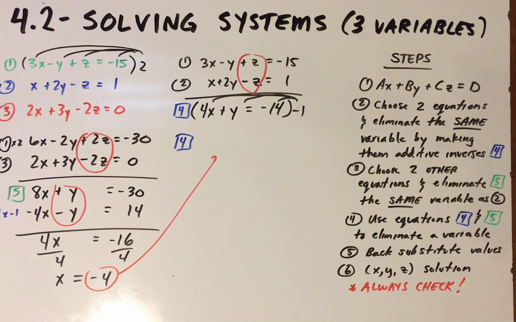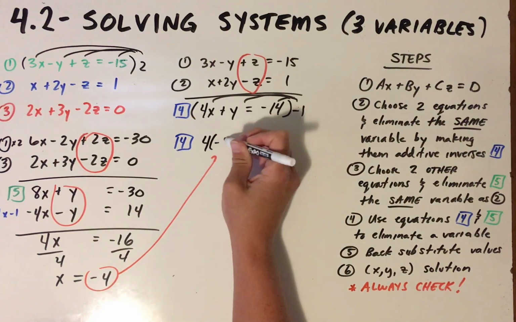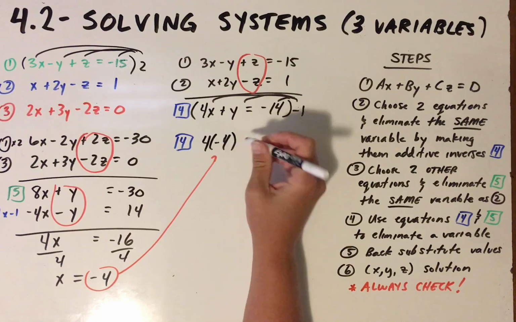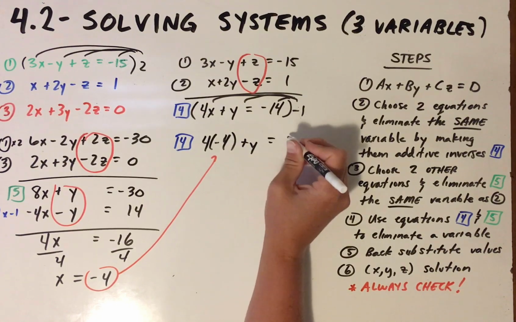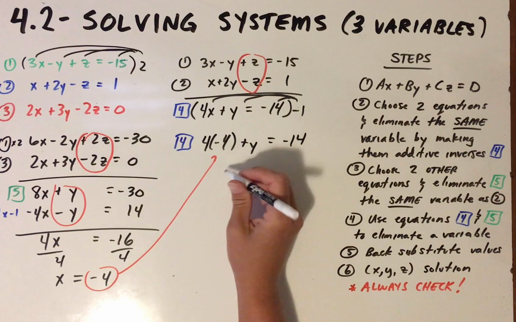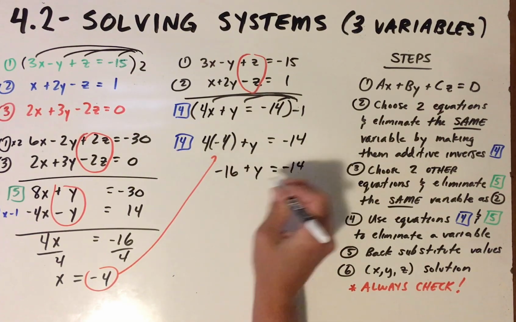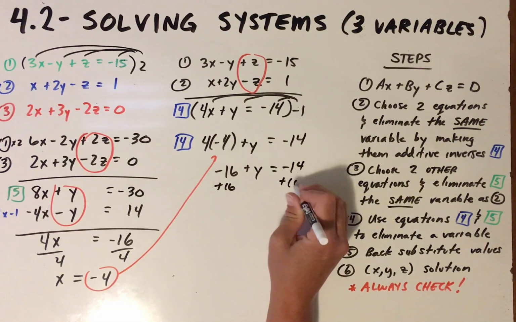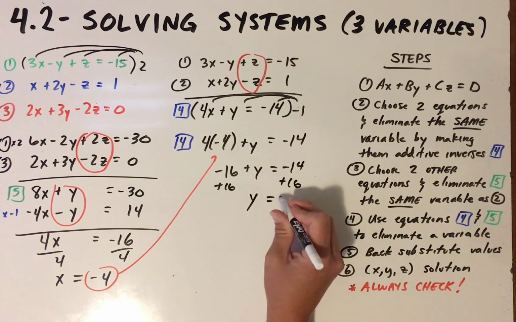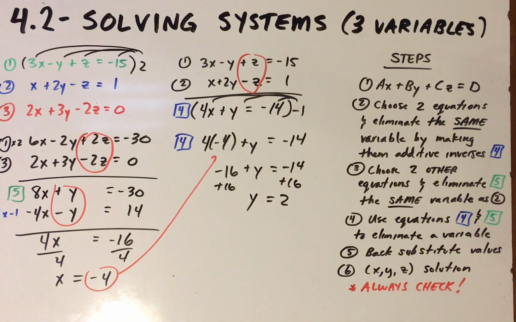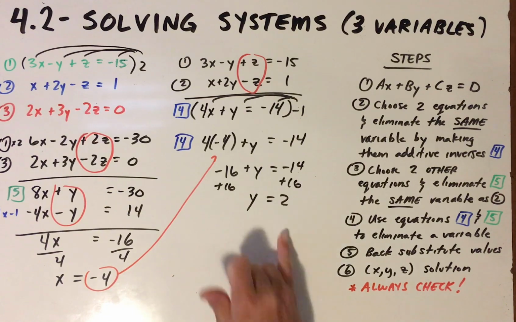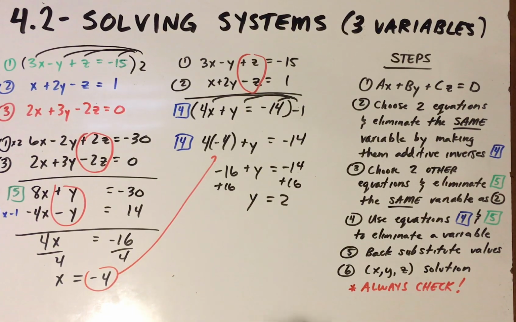Okay, so we've got 4 times -4 plus y is equal to a -14. So I'm going to get a -16 plus y is equal to a -14. When I add the 16 to both sides, then y is 2. So now I have my y value. Now I need to back substitute both of these values here. If x is -4 and y is 2, I can back substitute that into an original equation.